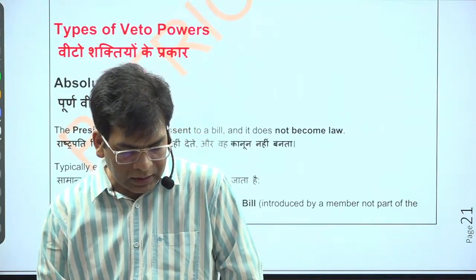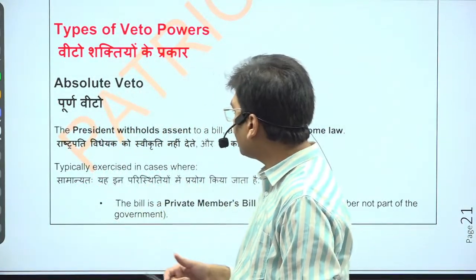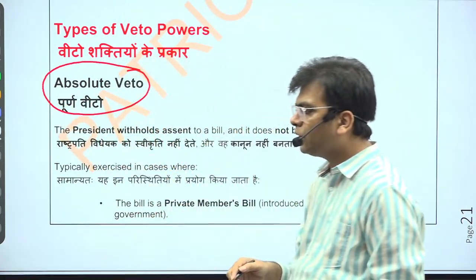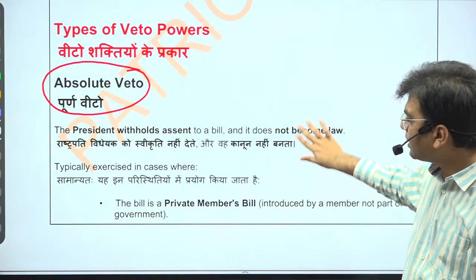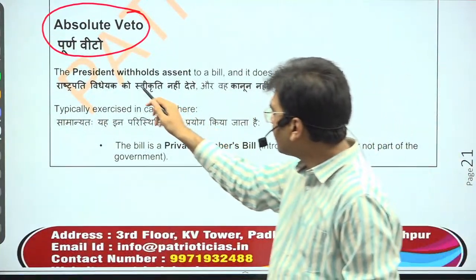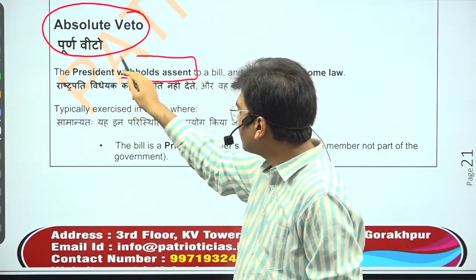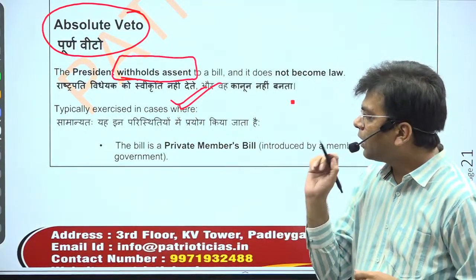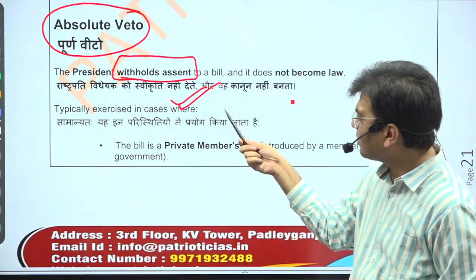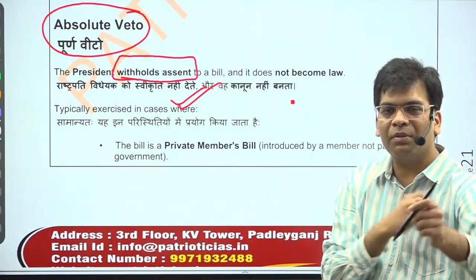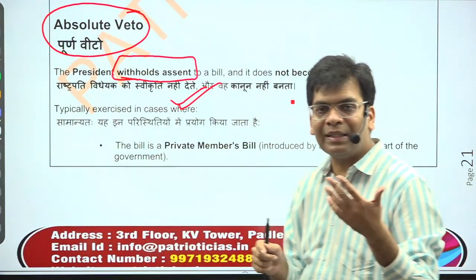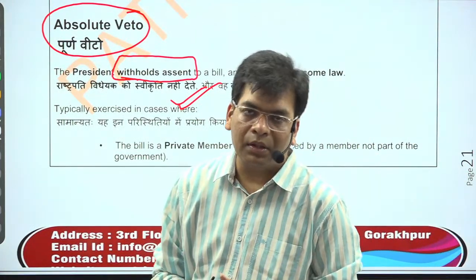You will see that there are different types of veto power. We could talk about the absolute veto. What is meant by the absolute veto? Absolute veto means the president withholds his assent. So the president is not giving his assent. That is known as the absolute veto. It is a very rare case. It is the power of the president, he can do it, but generally he is a rubber stamp.